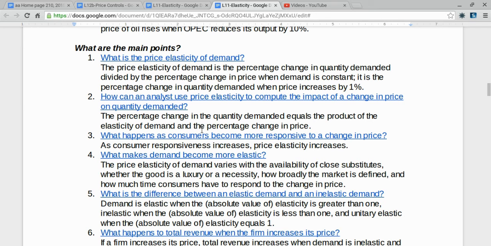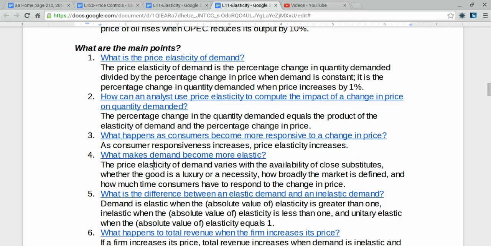2, the percentage change in quantity demanded equals the product of the elasticity of demand and the percentage change in price. The second point is simply an algebraic restatement of what the elasticity is. Number 3, as consumer responsiveness increases, we say that price elasticity increases.